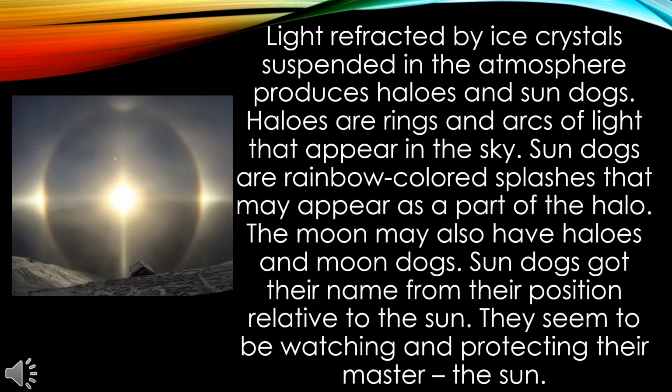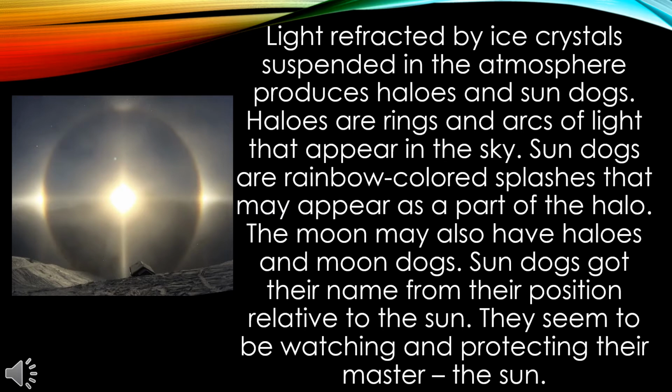The light refracted by ice crystals suspended in the atmosphere produces halos and sundogs. Halos are rings and arcs of light that appear in the sky. Sundogs are rainbow-colored splashes that may appear as a part of the halo.